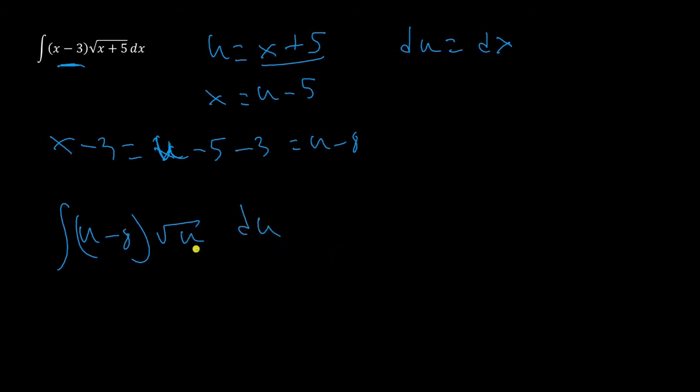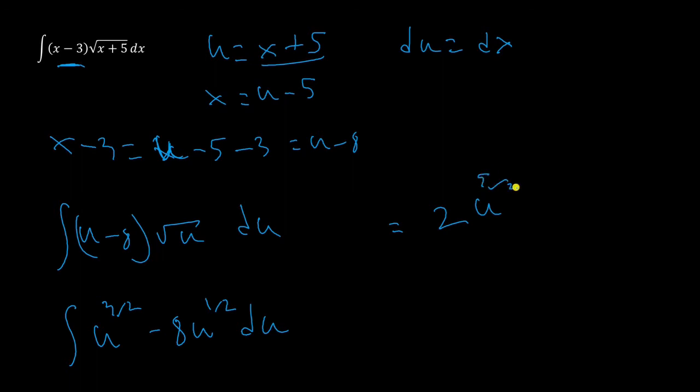Since there's only one thing under the square root, I can distribute it. So I'll get u to the 3/2 minus 8u to the 1/2. And then I can integrate this by adding 1 to the exponent and dividing. So if I do that, I'll get 2u to the 5/2 over 5 minus 16u to the 3/2 over 3 plus c. And then your next step, I'm not going to write it out, but you'd replace the u's with x plus 5's. And don't forget the plus c, and you're done.